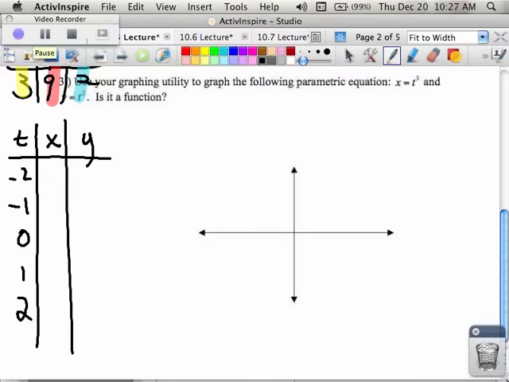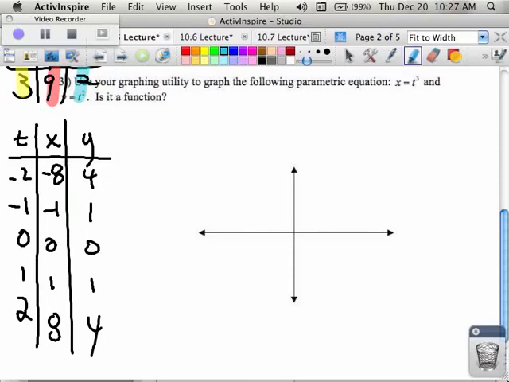I plug in my values of negative 2 for the x. The x says that I'm cubing that. So that means I get negative 8, negative 1, 0, 1, and 8. In the y function, which is t squared, I square those numbers. So I square the negative 2, which is 4. Then I square negative 1, which is 1. And then 0, 1, and 4, because it's symmetric.